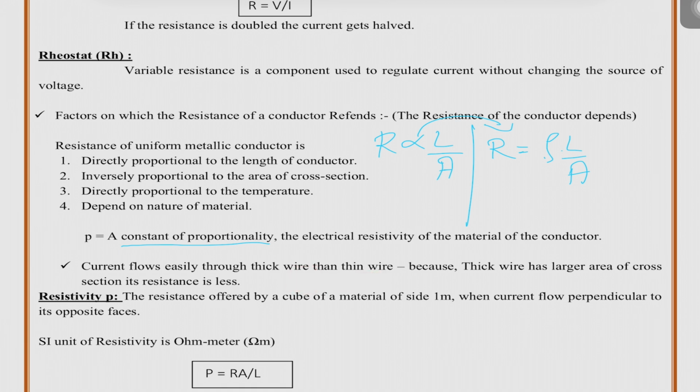Coming to resistivity. The resistance offered by a cube of material of side 1 meter when current flows perpendicular to its opposite faces. The SI unit of resistivity is ohm meter.